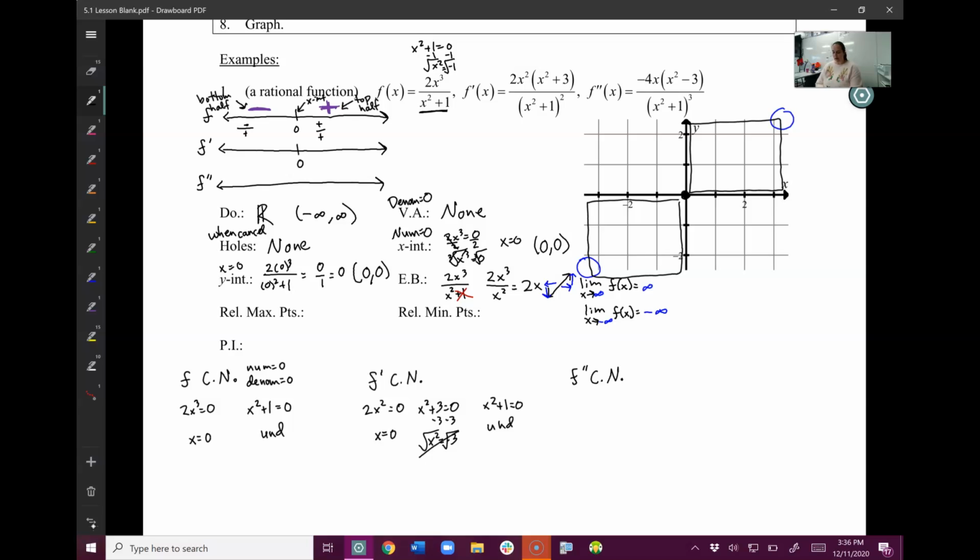So let's plug in a number from the left, say negative 1. 2 times negative 1 squared is a positive. Negative 1 squared plus 3 is also a positive, so that means my numerator is going to be positive. And then I have negative 1 squared plus 1, and squaring that is a positive. So this is going to be a positive over a positive, which is going to be a positive.